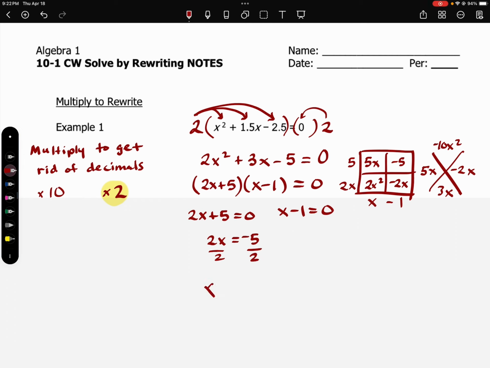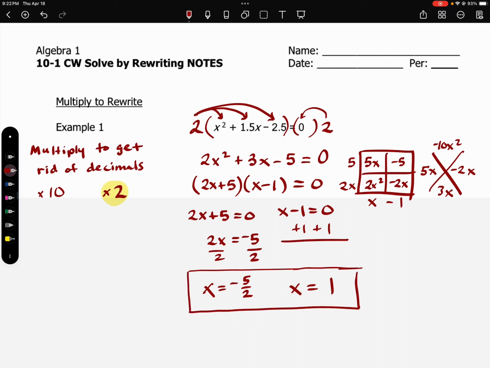So we're going to end up with negative 5 halves, which really is negative 2.5. And then our second answer, right, we add 1 to each side. We're going to end up with x equals 1. So we get negative 2.5, or you can look at it as negative 5 over 2. And 1 are our answers.